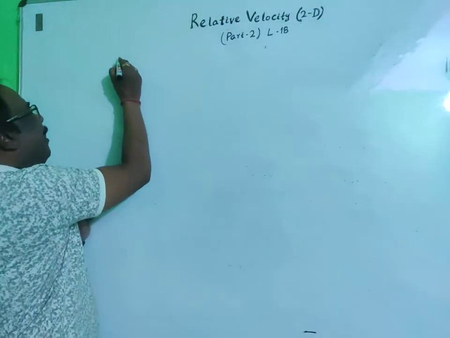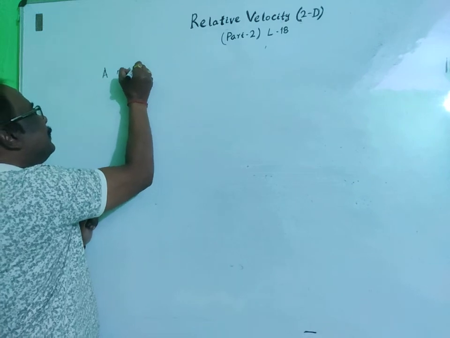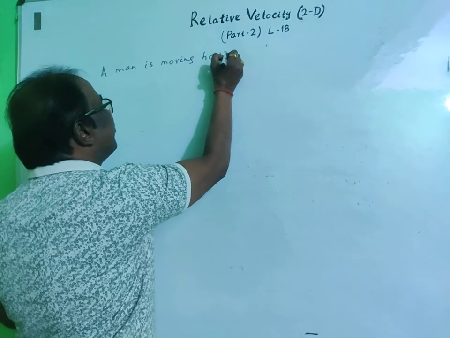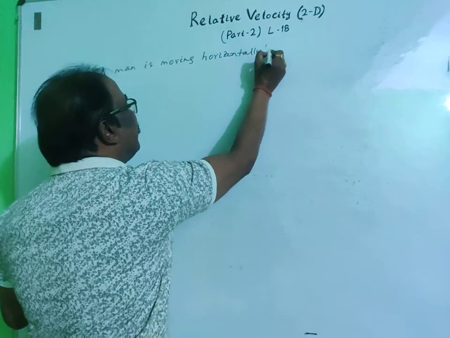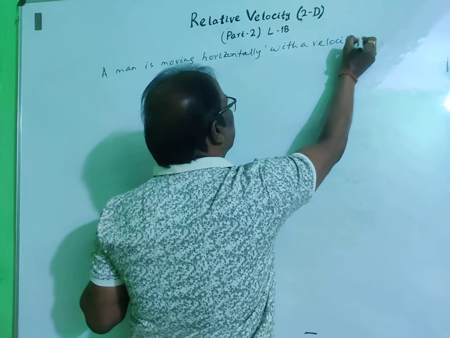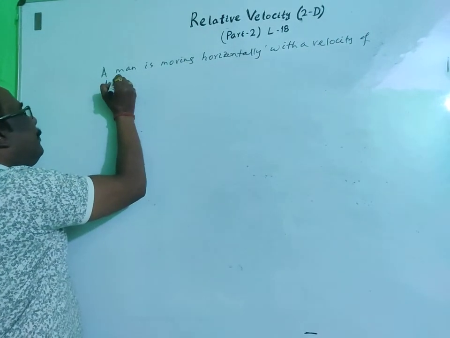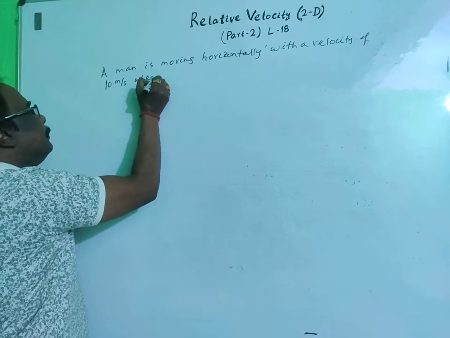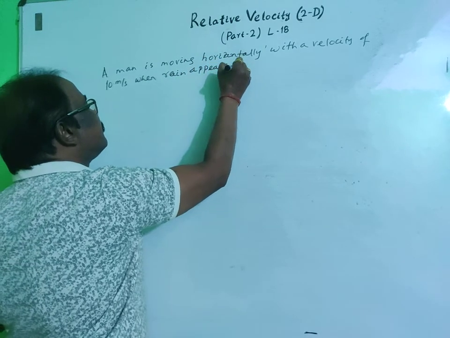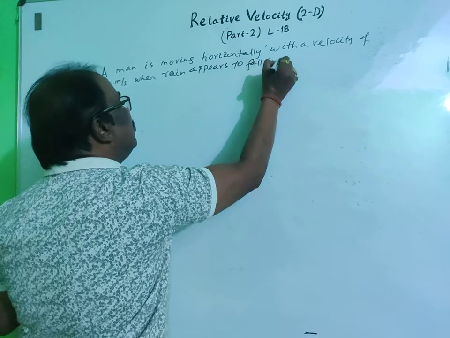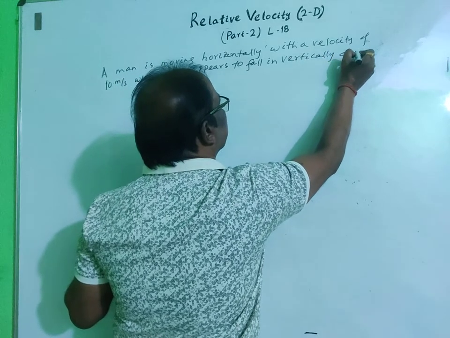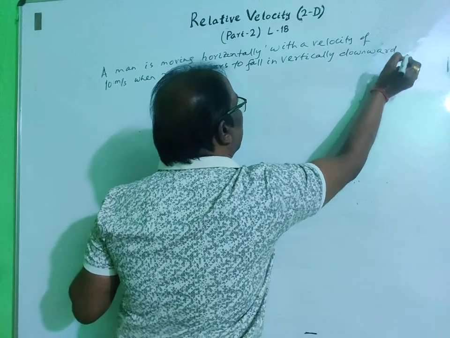A man is moving horizontally with a velocity of 10 meter per second when rain appears to fall in vertically downward direction.